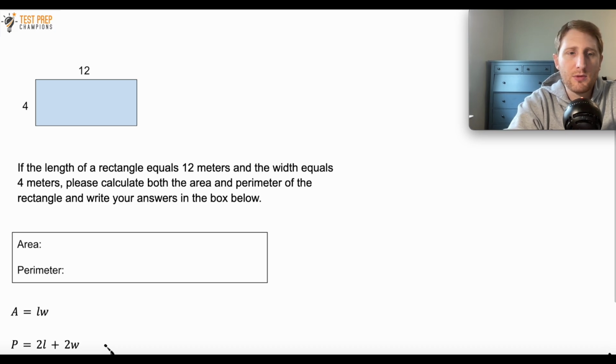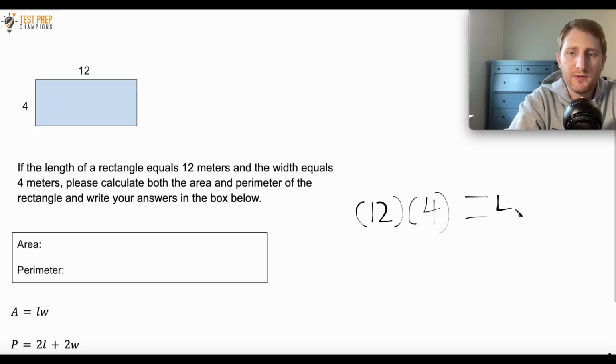Okay, so let's talk about the question here. So the first part asks for the area. So to get the area, we're going to do length times width. So I'm going to do 12 times 4, and that equals 48.